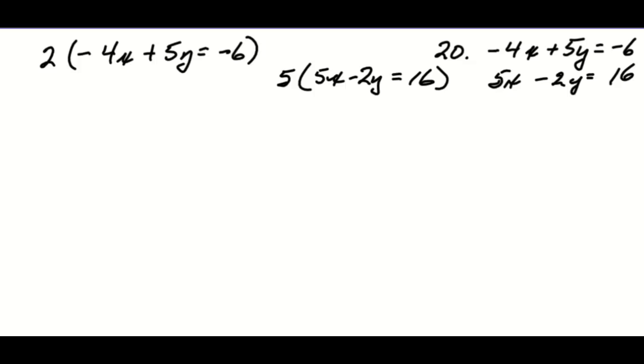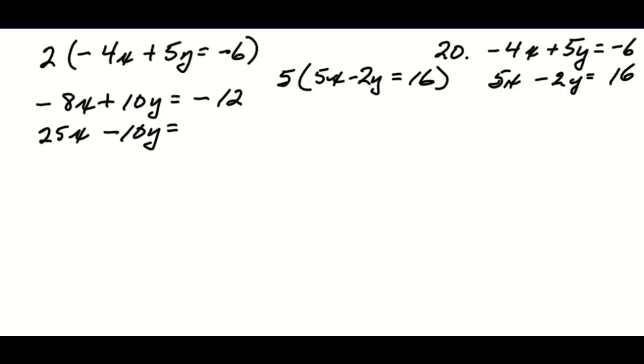What we get in our first equation now is negative 8x plus 10y equals negative 12. And when we multiply through in our second equation, we'll get 25x minus 10y equals 80. Some big numbers here. But now we've got these two values, the plus 10y and the minus 10y. And we know when we add those together, they're going to cancel out.